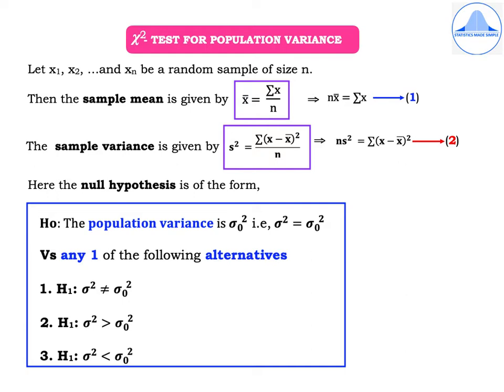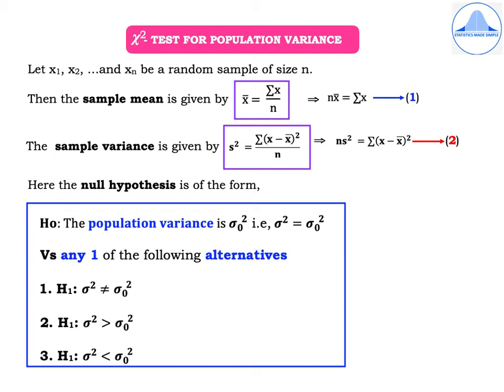We'll first consider a random sample of size n, which is x1, x2, and so on, xn. Then we all know that the sample mean is given by x bar equal to summation x by n. And if we cross multiply, we get n x bar is equal to summation x. I'll call this equation 1.